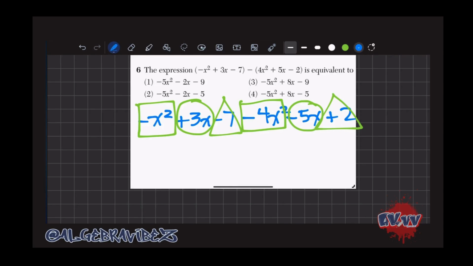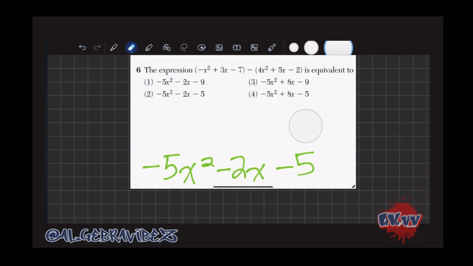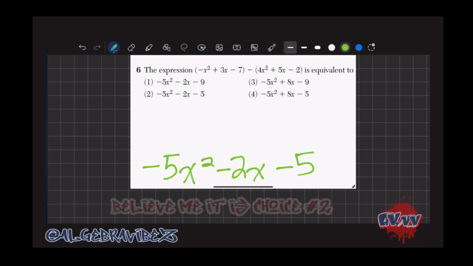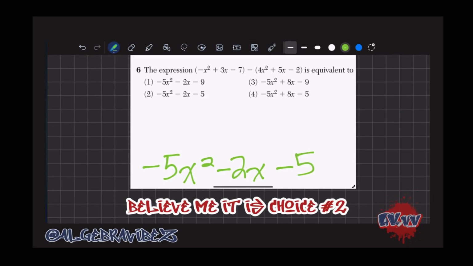So, of course, negative x squared and negative 4x squared are going to give us a negative 5x squared, and that's gone. Then if we do positive 3x minus 5x, we're going to be left with negative 2x, and that's gone. And then we have a negative 7 and a positive 2, which is going to leave us with a negative 5, and that's gone. We just need to now select our choice, which is going to be, I believe, choice 2. That's simple.